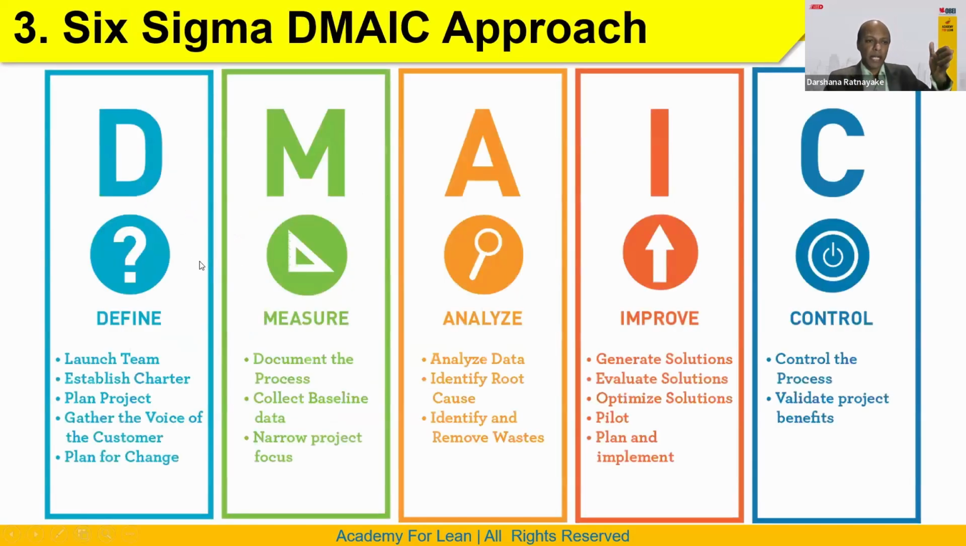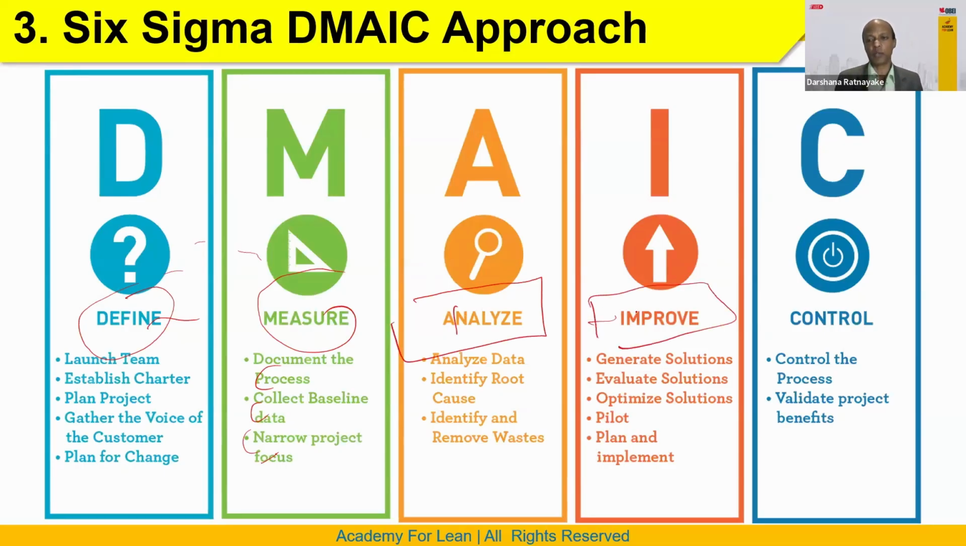DMAIC means define, measure, analyze, improve, and control. Right. So first we define the problem. Then we measure. So there are steps we need to do. Then we analyze our problem. Then we get some improvement, some action to improve. Then we do the check and adjust whether our problem is solved or not. These are the 5 phases we are going through. But the thing is, we are going through these 5 phases with data.